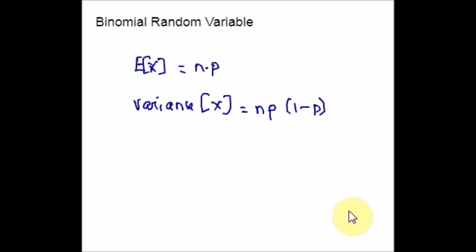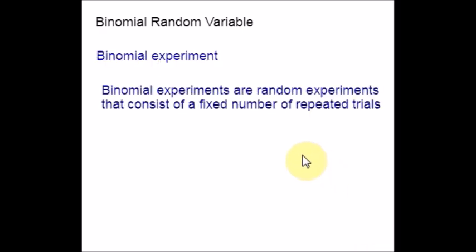As we just mentioned, we start by describing what kind of random experiments give rise to a binomial random variable. We call this type of random experiment a binomial experiment. Binomial experiments are random experiments that consist of a fixed number of repeated trials. For example, tossing a coin 10 times, randomly choosing 10 people, or rolling a die 5 times are examples of binomial experiments.